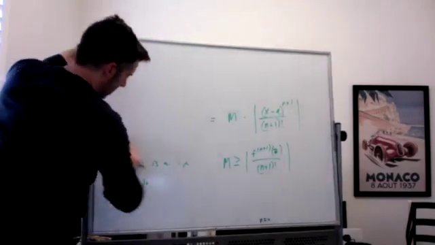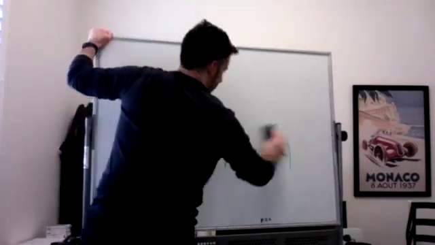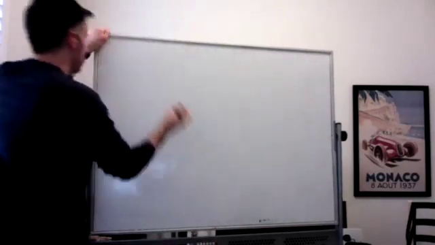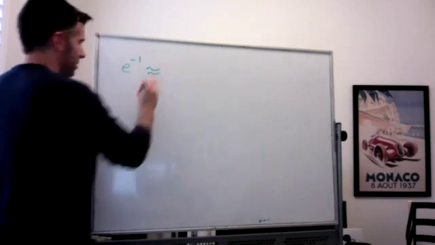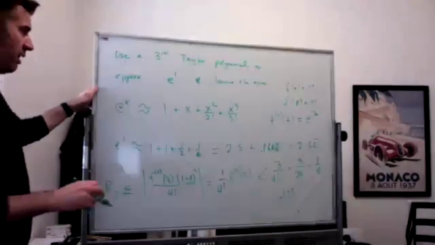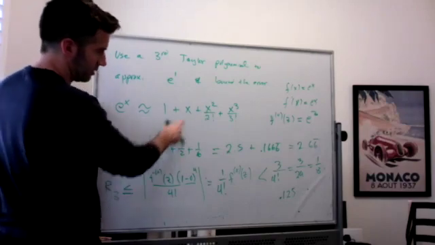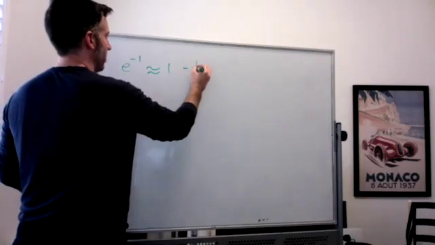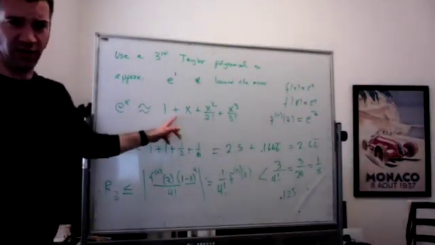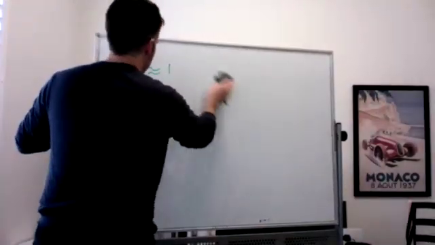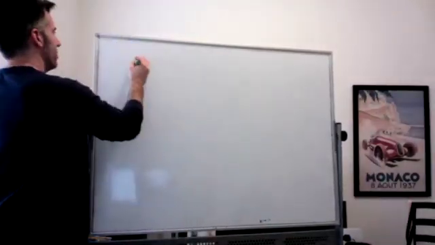So what if I wanted to do the same thing, but now I wanted to approximate e to the negative 1? Well, I'm going to use the same information, right? I'm just plugging in negative 1 instead of 1. So I'm going to get 1 minus 1 plus 1/2 minus 1/6, sorry, I forgot a term. Maybe I should just write the whole thing out instead. Let's do that.